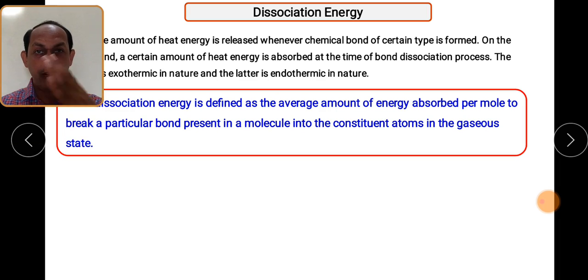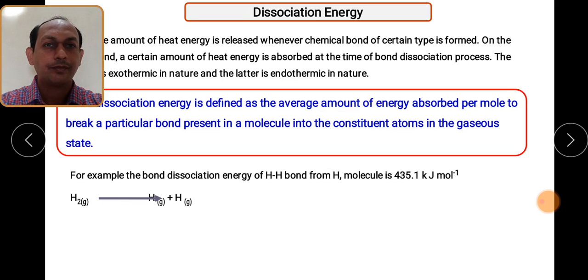It is nothing but the energy released when one mole of a particular bond breaks. For per mole, we have to consider 1 mole of molecule. So whatever the bond breaks into its constituent elements, I have already explained with the help of water. Suppose there is a hydrogen molecule. This hydrogen molecule is a homoatomic molecule, having the same atoms, H-H.